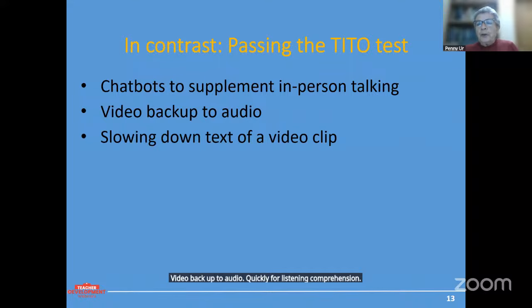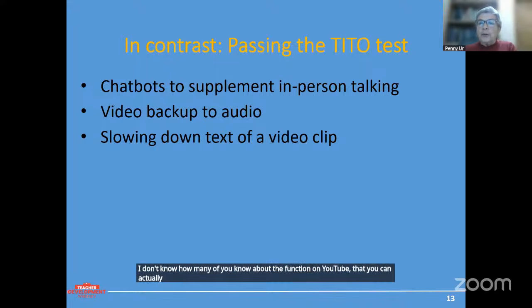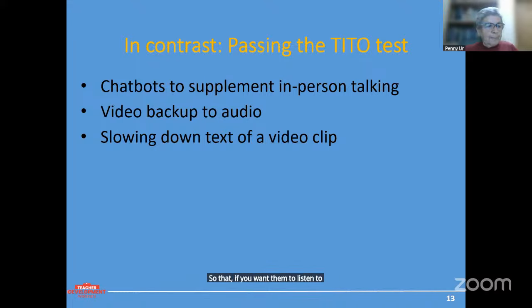It sounds trivial, but it's really nice. I don't know how many of you know about the function on YouTube that you can actually slow down the speech, so that if you want them to listen to a YouTube video but it's going too fast for them, you can, at the click of a mouse, slow it down. And that's really effective in helping them to understand.